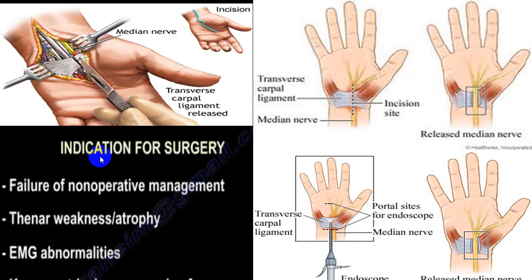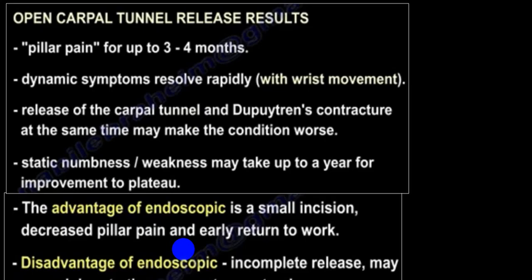And the best indications of surgery: failure of non-operative treatment, weakness and atrophy, EMG positive, or nerve conduction study showing you damage to the sensory pathway. In those conditions, you should go for surgery. And there are two procedures, open or endoscopic.